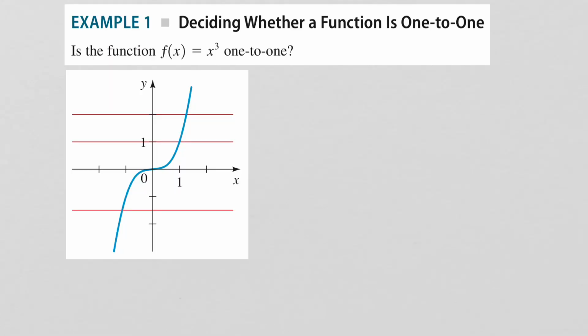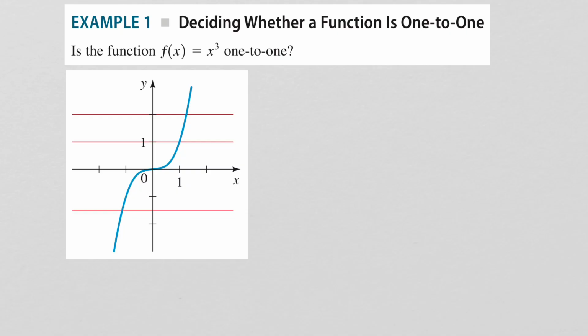So now let's consider the function f of x equals x cubed. Is this a one-to-one function? The answer is quite simply yes, because every possible horizontal line that you could draw is only going to intersect this graph at the most one time, right? It's never going to hit more than once.